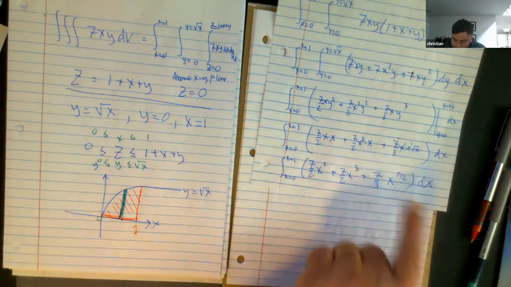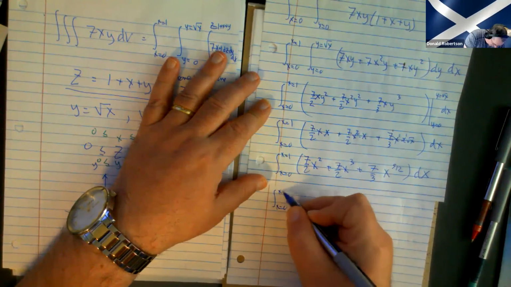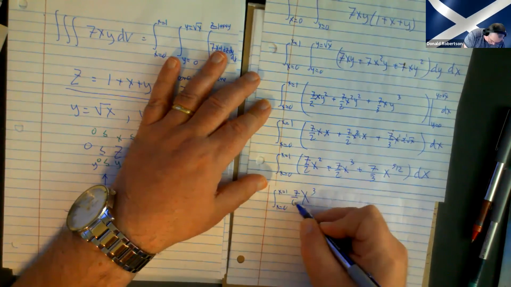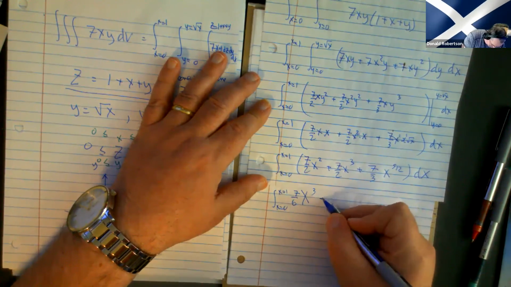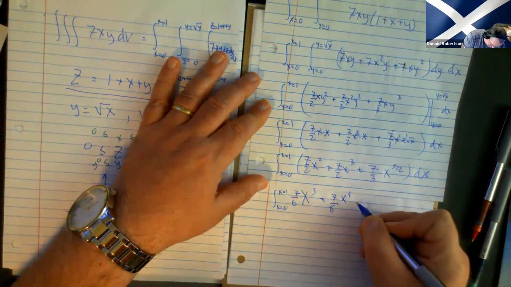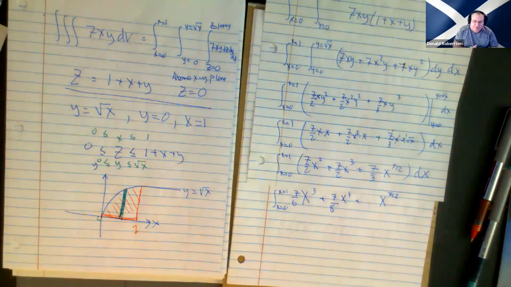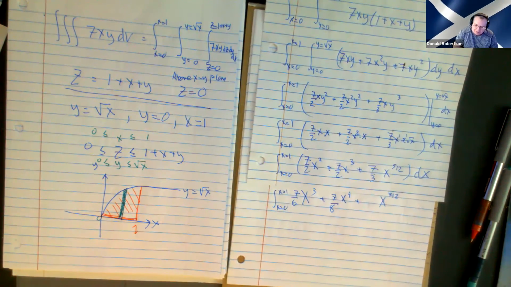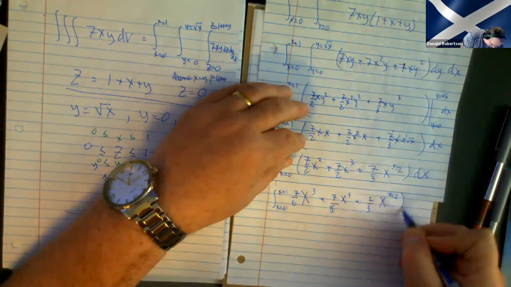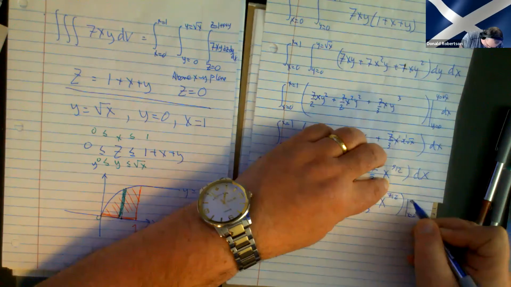Yes. Okay, then keep going. Add 1 to the power and divide by the new power. Add 1 to the power, divide by the new power. Add 1 to the power, 7 halves. Dividing by 7 halves is the same as multiplying by 2/7, so that becomes 2/3. And we're going to do x equals 0 to x equals 1.